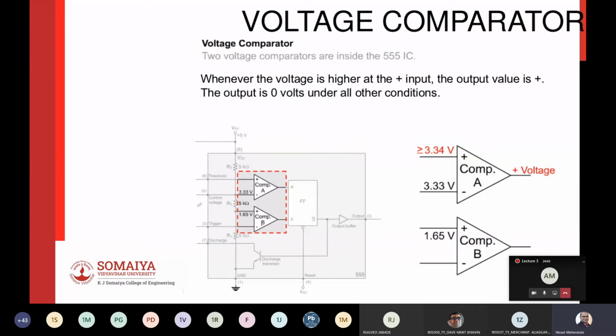Next we have the comparator. So comparator one has 3.33. This comparator output will go high if your input voltage, that is pin number 5, is 3.3 volts and above. They have written 3.34, which is already greater than 3.3, and that's why they have put an equal to sign. Similarly, I guess there is some mistake. This should be 1.66. And then if you want this comparator B output to go high, your input should be less than 1.66.